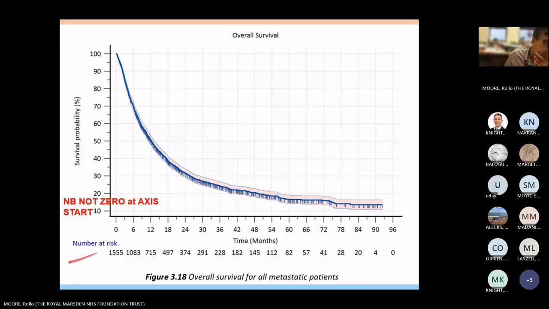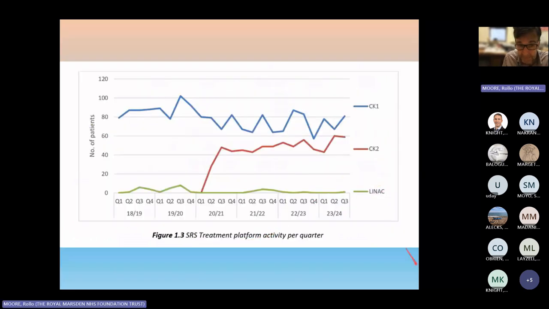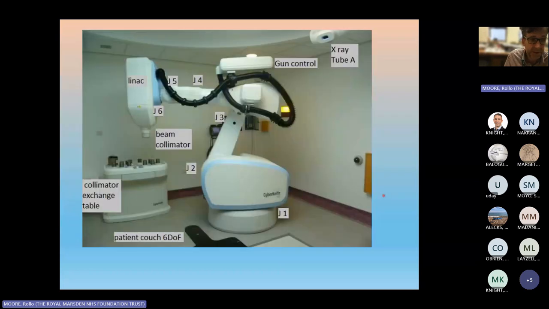And 50% of them have one extra year, as it were, of life to spend with their families. And I just thought I'd mention the number of patients we treat on our CyberKnife 1 and 2 units are roughly the same, and they are about 60 or so patients each per year.